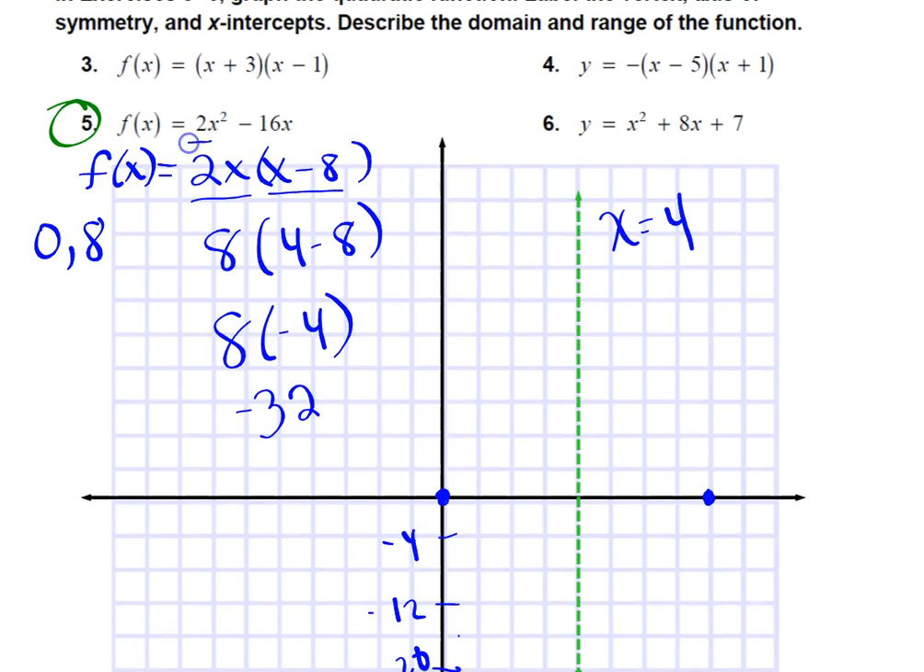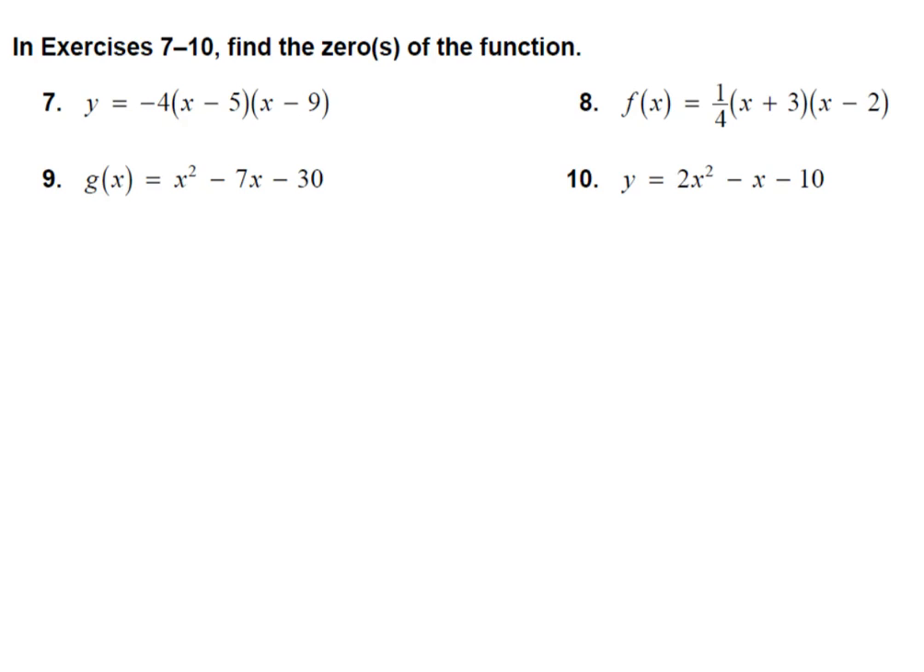It's a stretch. It's a vertical stretch by a factor of 2. And so we would look into that. We could keep going. Okay, let's look at the other things we're going to be asked to do.